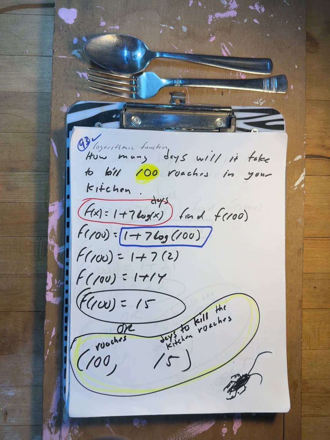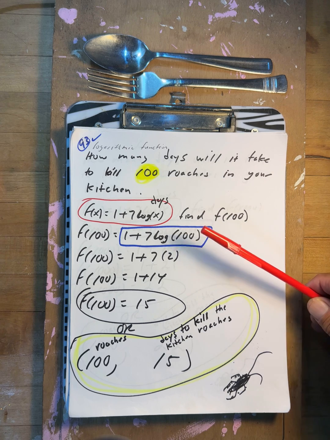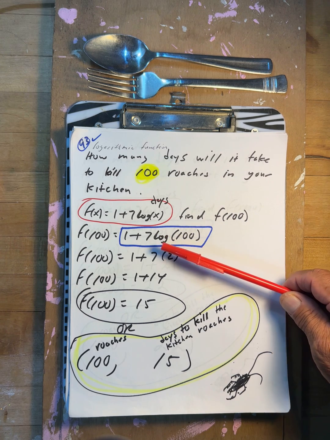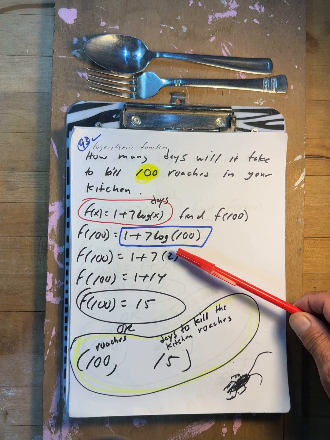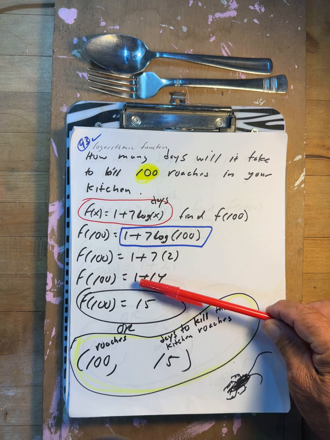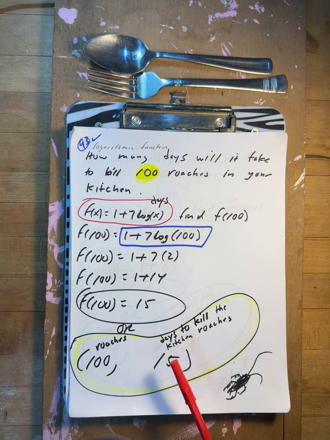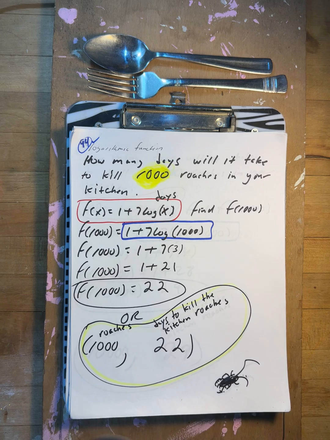Okay. Another log function. How many days will it take to kill 100 roaches in your kitchen? Again, we use a log function, 100. So you're going to have 1 plus 7 log of 100. Log of 100 is 2 on your calculator. Multiply first, always. Order of operations. 7 times 2 is 14. 1 and 14 is 15. So 100 roaches, it's going to take 15 days to kill the kitchen roaches using the log function.